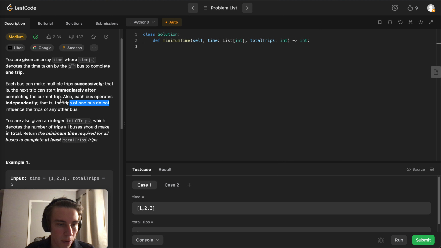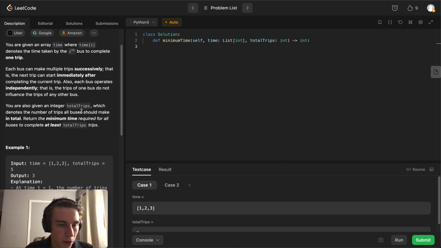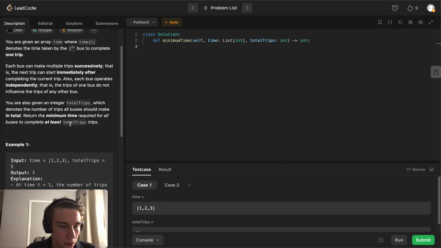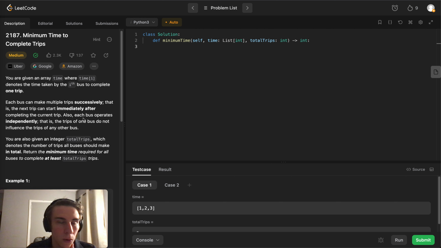Also, each bus operates independently. That is, the trips of one bus do not influence the trips of any other bus. You're also given an integer total trips, which denotes the number of trips all buses should make in total. Return the minimum time required for all buses to complete at least total trips.